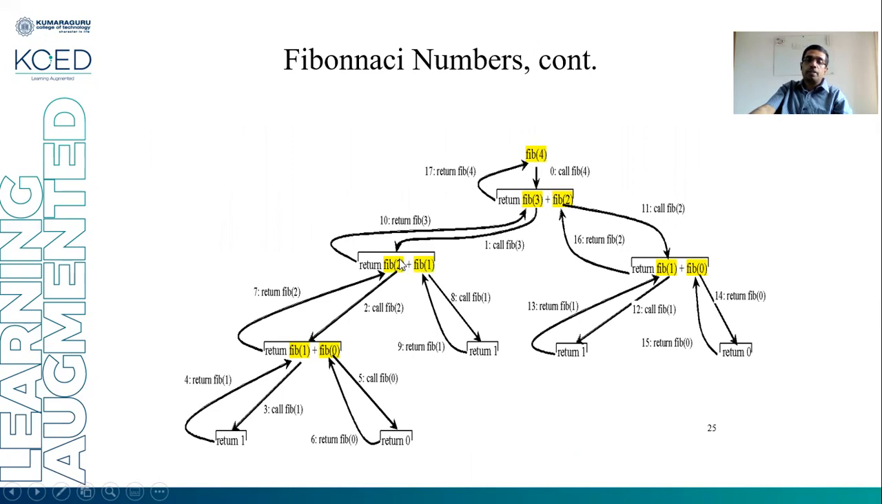Then what will happen? Again, on the left side is fib of 2, and this is call 2. Then we calculate fib of 2 as fib of 1 plus fib of 0. Then it will go to the left side, which is fib of 1.